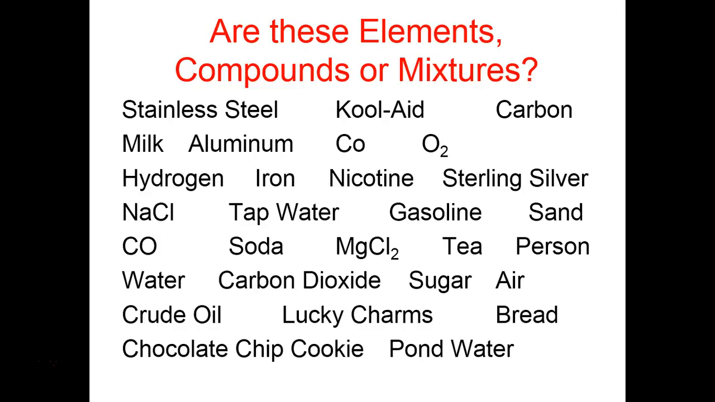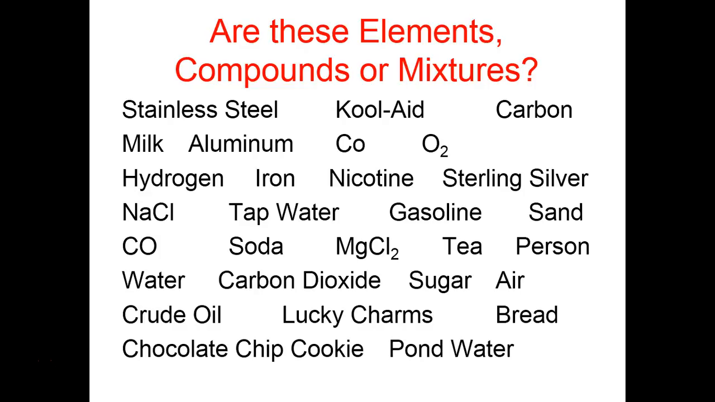Kool-Aid, very similar. So you put sugar in there, you put water in there, you put the little flavor packet, you mix it together, but there's not a chemical reaction that happens when you mix the Kool-Aid together, and so all those chemicals are still sugar and water and whatever the stuff is in the little packet. A chemical reaction doesn't take place, and so Kool-Aid is a mixture of different things. Carbon is an element. It's on the periodic table. If you had the formula for carbon, it's just a capital C. Milk is a mixture of different things.